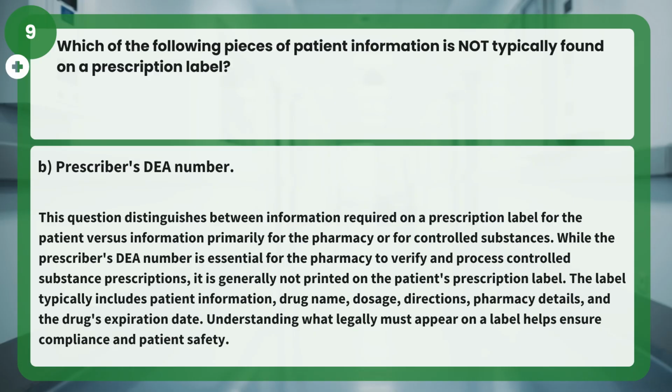Answer: B. Prescriber's DEA number. This question distinguishes between information required on a prescription label for the patient versus information primarily for the pharmacy or for controlled substances. While the prescriber's DEA number is essential for the pharmacy to verify and process controlled substance prescriptions, it is generally not printed on the patient's prescription label. The label typically includes patient information, drug name, dosage, directions, pharmacy details, and the drug's expiration date. Understanding what legally must appear on a label helps ensure compliance and patient safety.